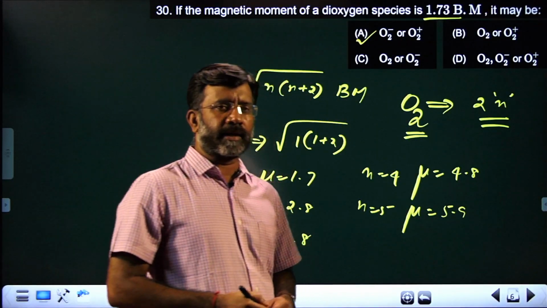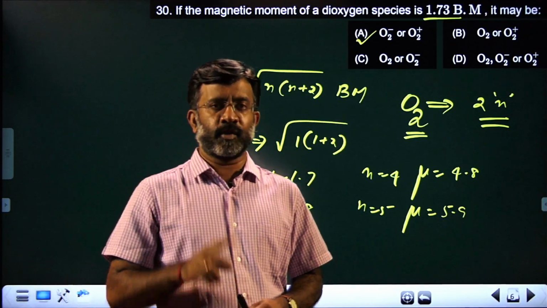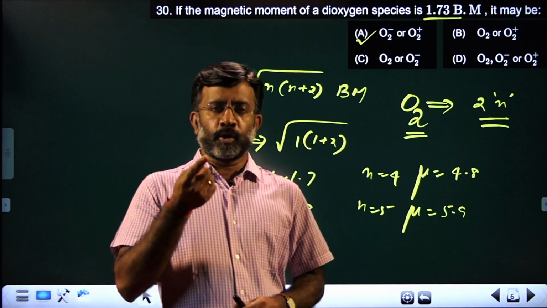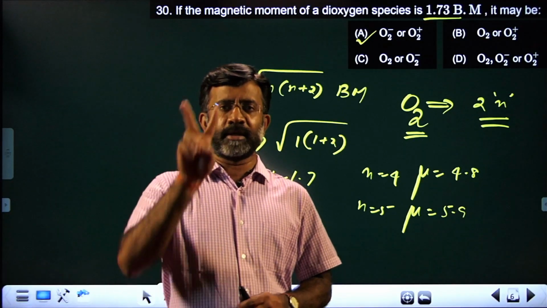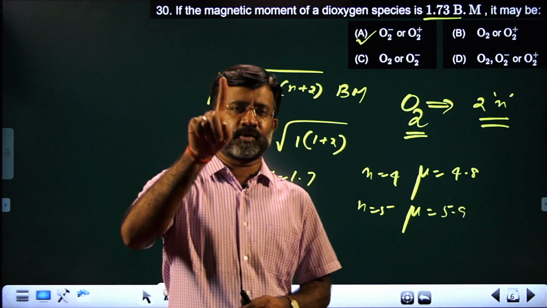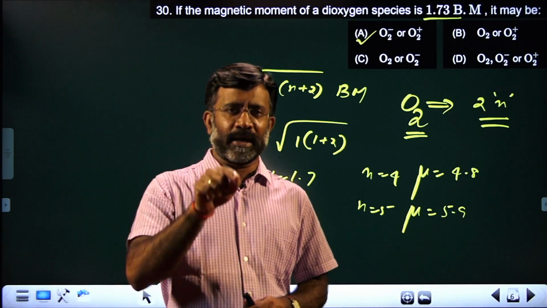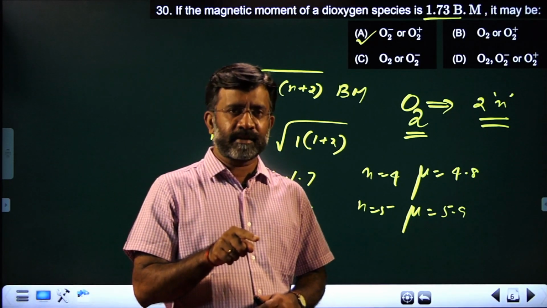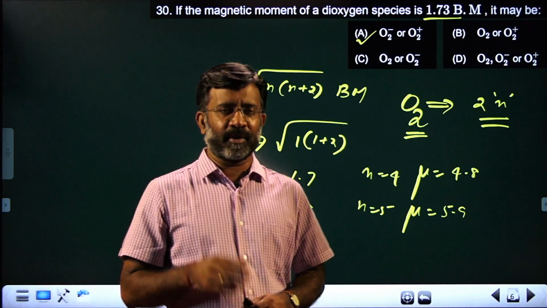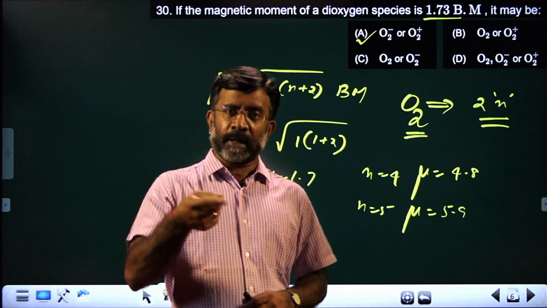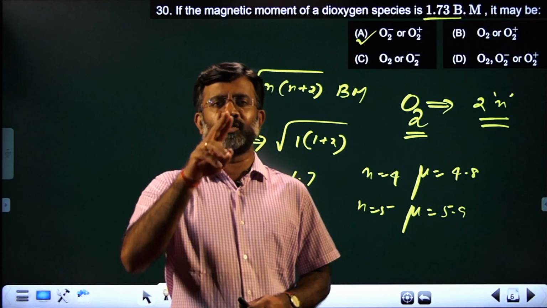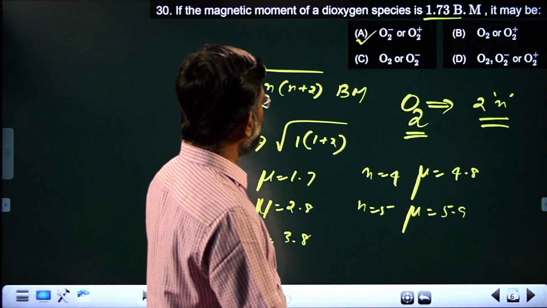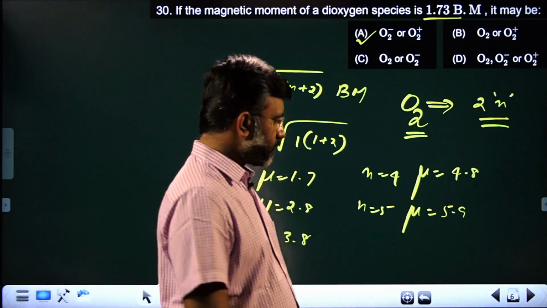O2 minus, you are adding 1 electron, so among the 2 unpaired electrons, one gets paired up. In O2 plus, you are removing 1 electron. Among the 2 unpaired electrons, you are removing 1, so 1 is remaining. In O2, there are 2 unpaired electrons. O2 minus has 1 unpaired electron because you added 1. O2 plus, again 1 unpaired electron because you have removed 1. Okay, that's the answer. Option A, O2 minus and O2 plus. Next.